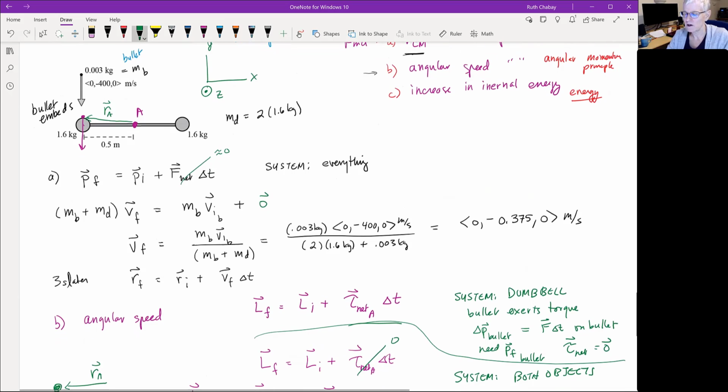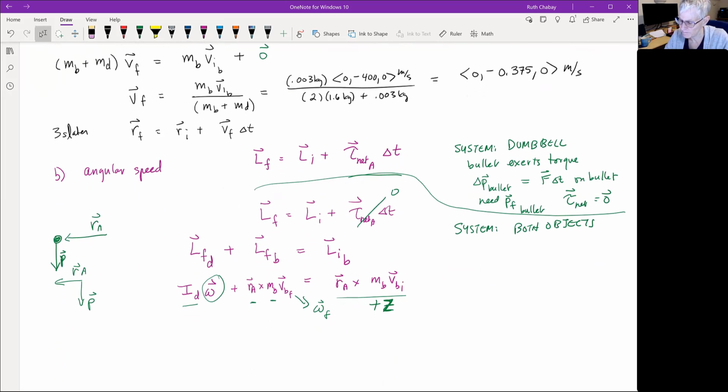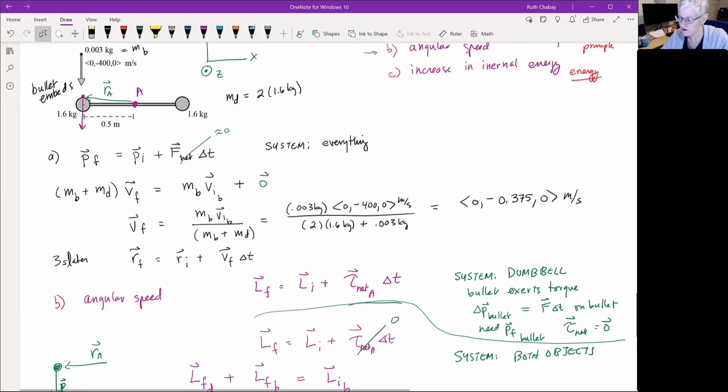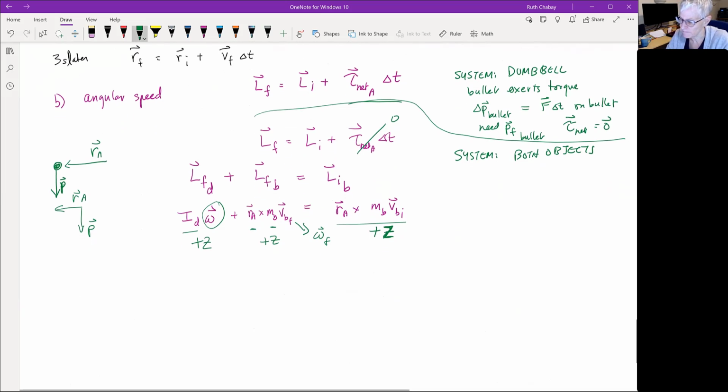What is the direction of the angular momentum of the dumbbell once it's rotating? All we need to do is curl our fingers around in the direction the dumbbell is rotating. Our thumb points, yeah, plus Z, that's right. The bullet is traveling with the same sense as the dumbbell, so its angular momentum is also plus Z. So everything's plus Z, and we can just do magnitudes now.